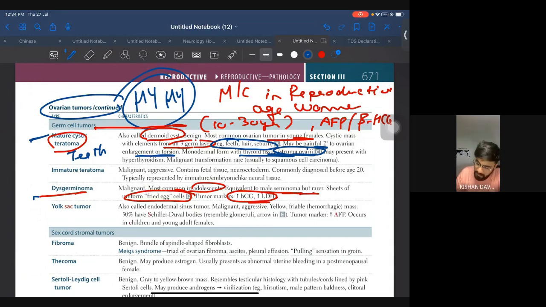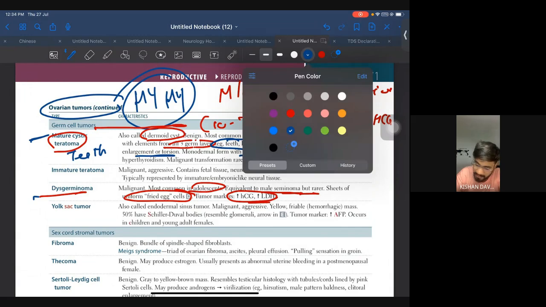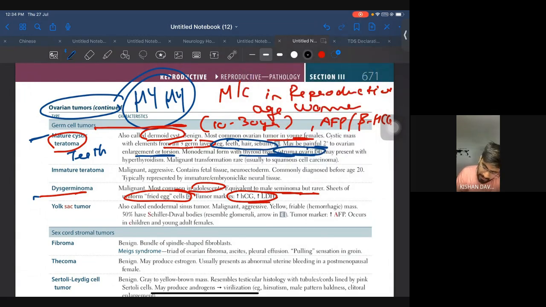Now one important point in this dysgerminoma, I forgot one point. Write it down. There will be clear cytoplasm and central nuclei, and along with HCG and LDH, ALP will also increase over here. Okay, so make sure you know this.